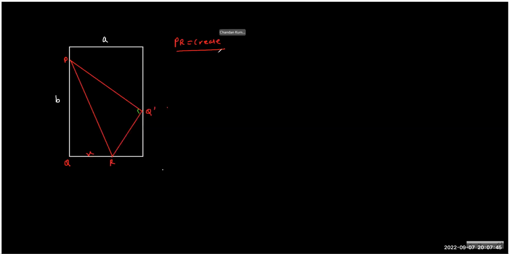Anyway, so we have to maximize the crease length. That is PR. So how to maximize the crease length? Okay, how to maximize this value? There are many ways in which we can solve. Because this is x, we have assumed this is a minus x, and because this is b, the entire thing is b. But we don't know what is the PQ length.